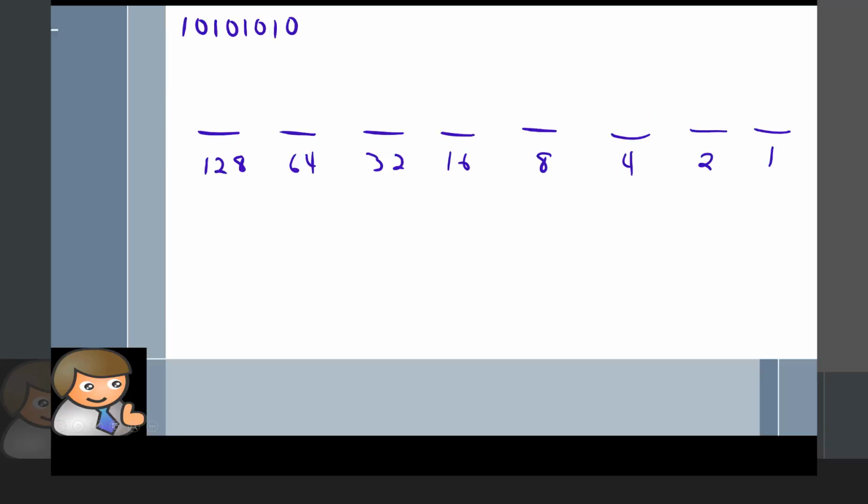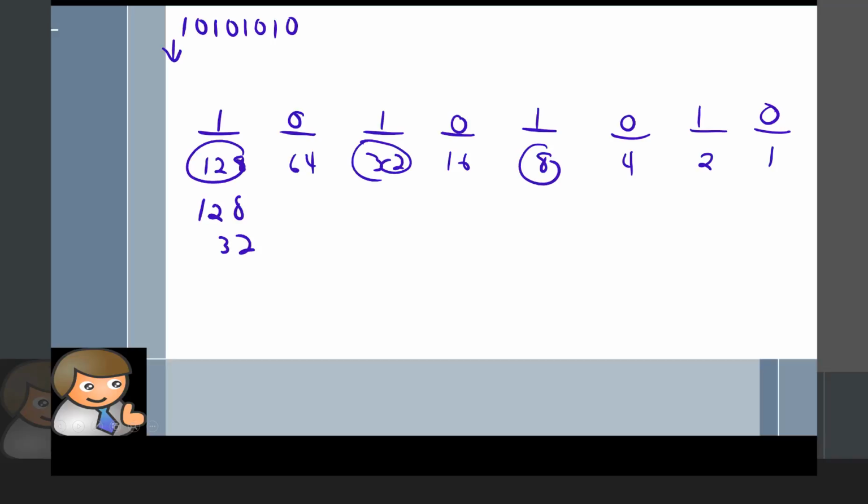This time let's try 10 10 10 10. We just bring everything down. 10 10 10 10. So then we add all the ones, discard the zeros. So that's 128 plus 32 plus 8 plus 2 equals 170. So 10 10 10 10 is equal to 170 in decimal. And I already checked it on the decimal calculator.